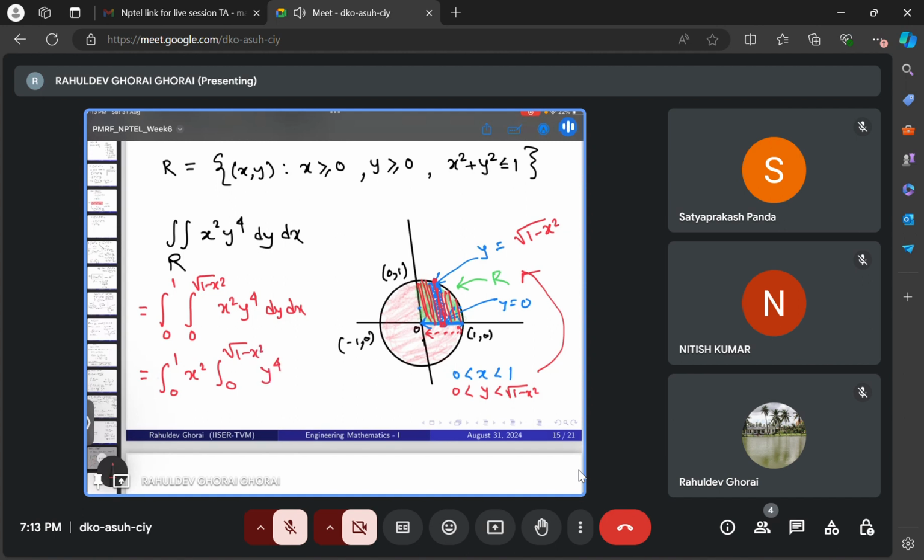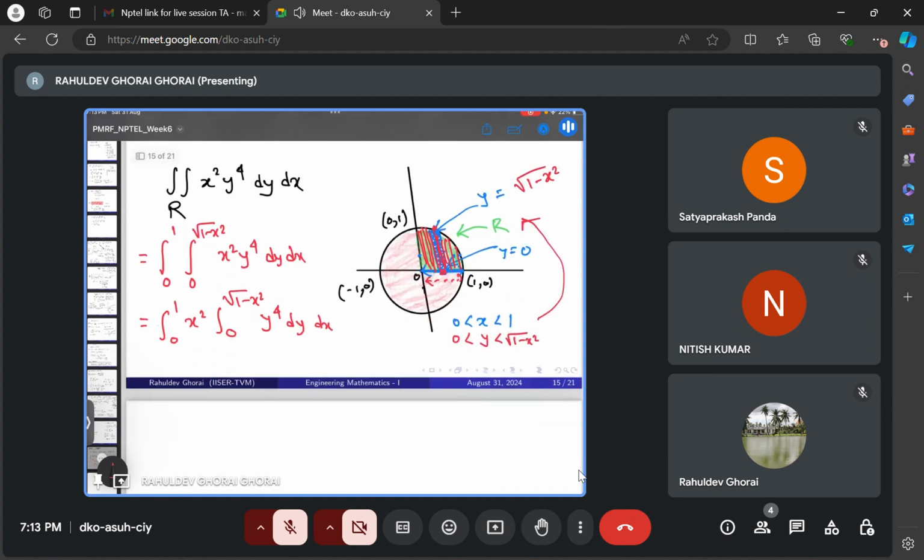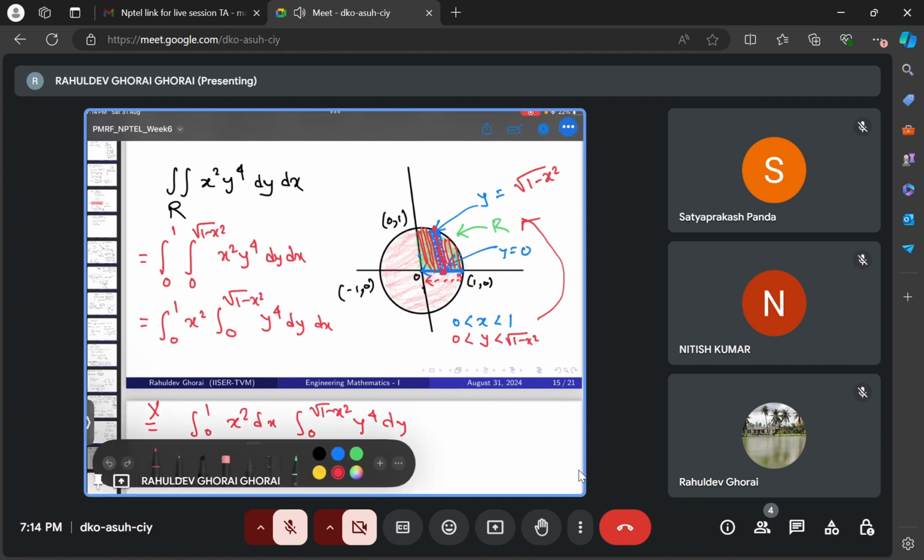x square and y to the power 4 are given separately, so dy times dx. But you cannot write 0 to 1 x square dx times 0 to 1 minus x square y to the power 4 dy, because x is varying in the limit here. So you have to keep x. First you do the integration for y to the power 4, and then you get a function of x, and you have to again integrate.